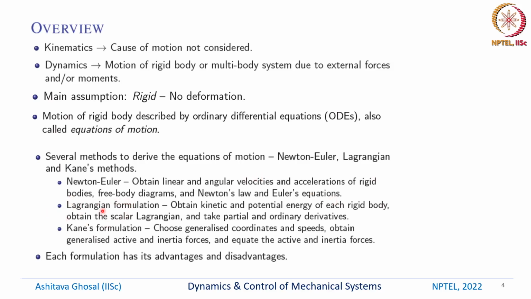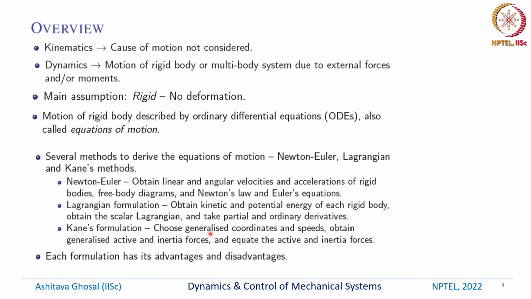In the Lagrangian formulation, we obtain the kinetic and potential energy of each rigid body. We obtain a scalar quantity called the Lagrangian of the system, and then we take partial and ordinary derivatives. So this is an energy based approach, whereas in the Newton-Euler we have to obtain velocities and accelerations. In the Lagrangian formulation, we can get away with only obtaining up to velocities.